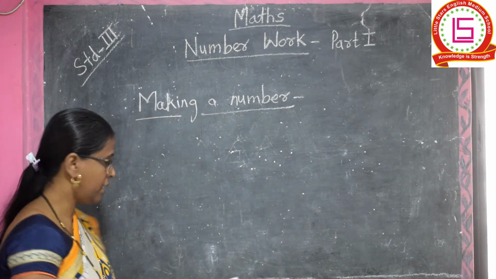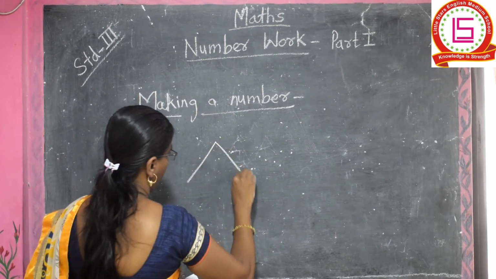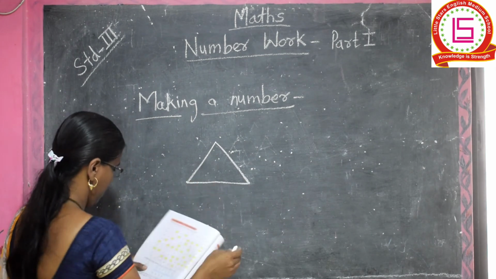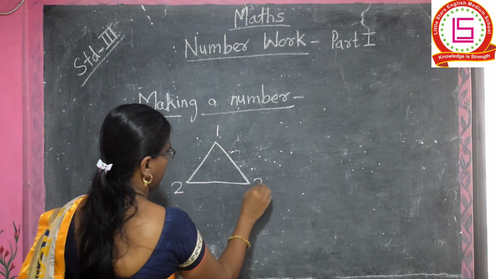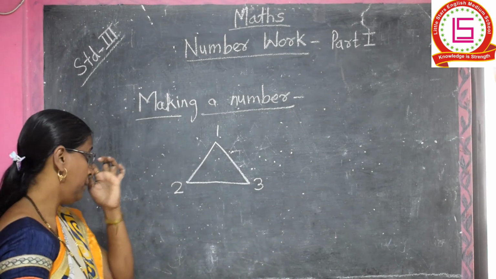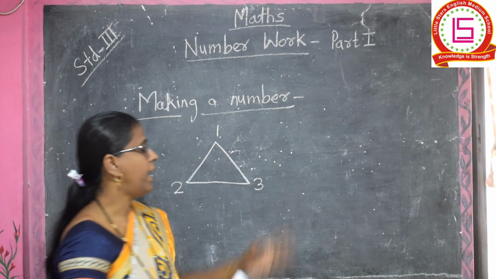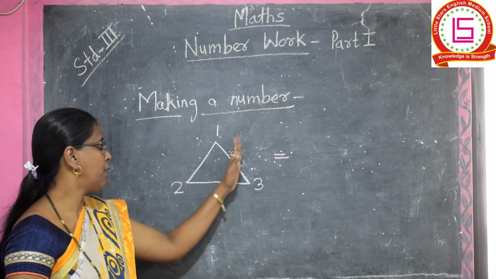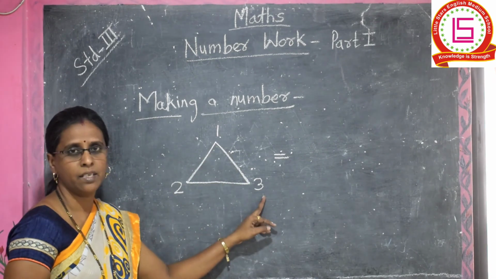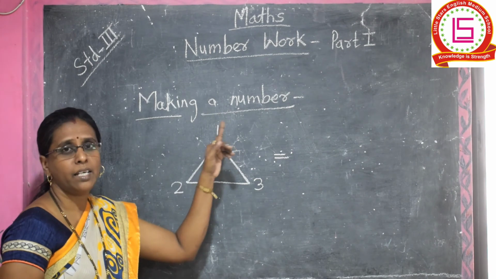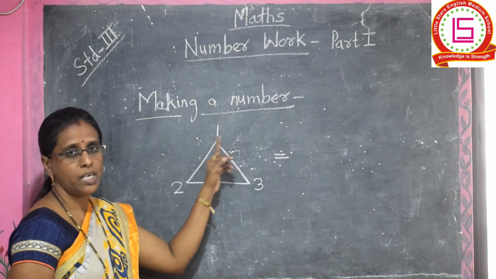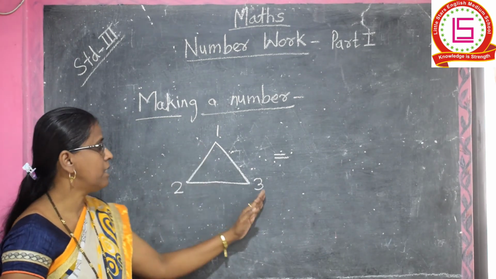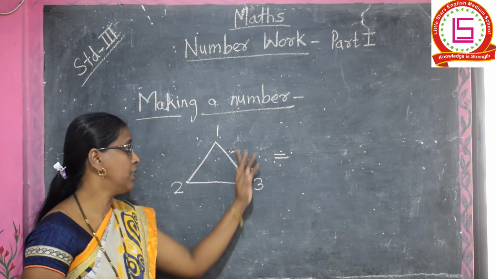Making a number. See here, we are given one triangle, and here are 1, 2, 3 digits. Using this figure we have to write 3-digit numbers. You make the 3-digit number from this figure using these digits. Use one digit at one time. Do not repeat a digit in a number. So use these digits and make a number.